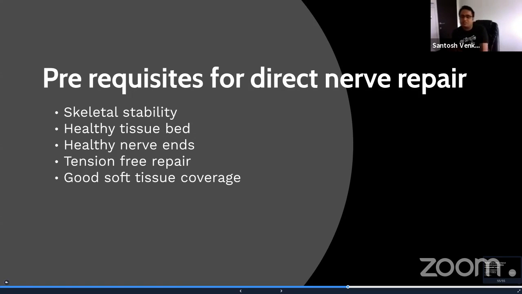What are the prerequisites for a direct nerve repair? We need skeletal stability, a healthy tissue bed, healthy nerve ends, tension-free repair. That's very important. So if there is a gap, there's no point trying to repair it under tension because it's likely to fail, and good soft tissue coverage.